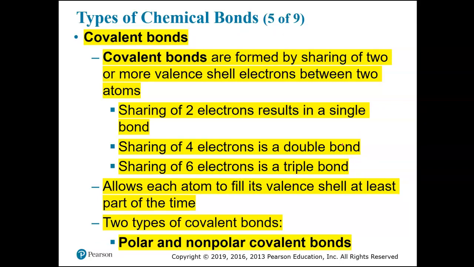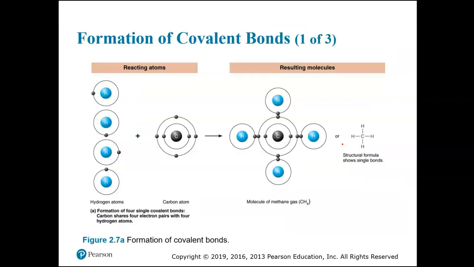And then we have covalent bonds, which form when electrons are shared. So if we look here, this is methane gas, and what happens is carbon atoms need 4 more electrons, and each hydrogen atom needs 1 more electron.